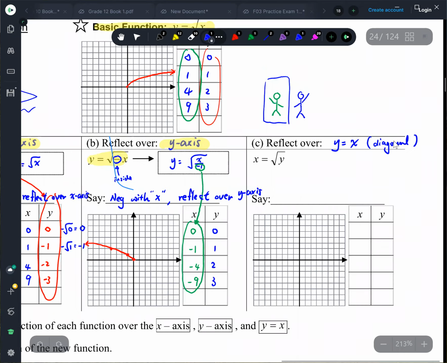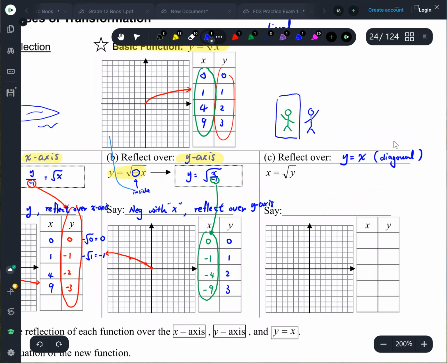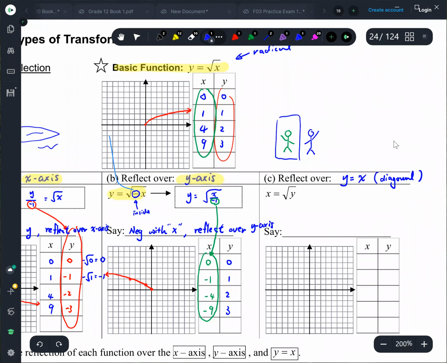So the graph, okay, so the equation first, right? So you can see y equals square root of x. Now it becomes x equals square root of y. You just switch x and y, right? For inverse, x and y switch.